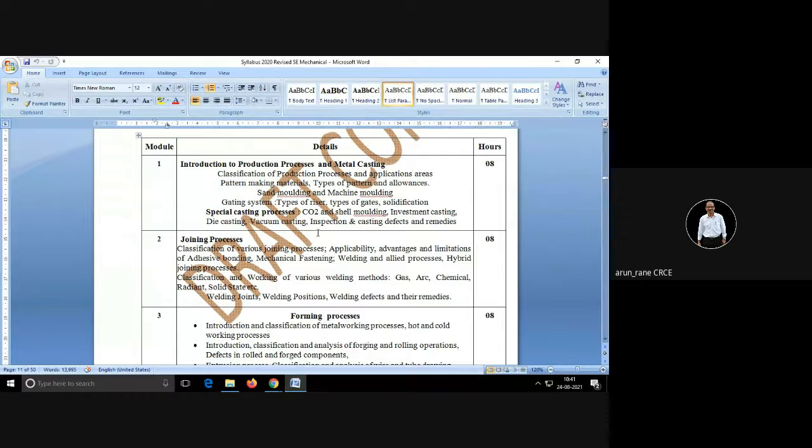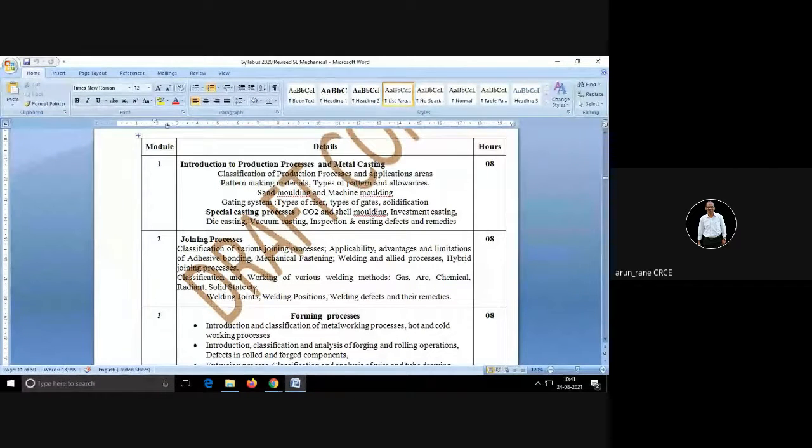because it's very vast. Like production processes, introduction to production processes, what are the different production processes? That itself takes 4 to 5 lectures. Then metal casting, that takes another 20 lectures. What is casting? Casting is nothing but it gives basic shape to the product.